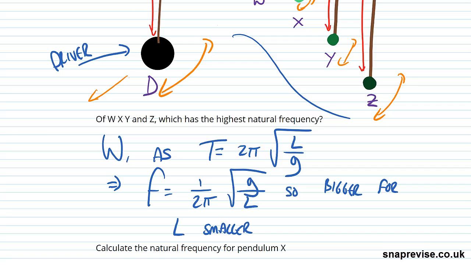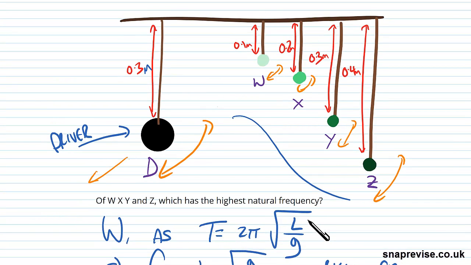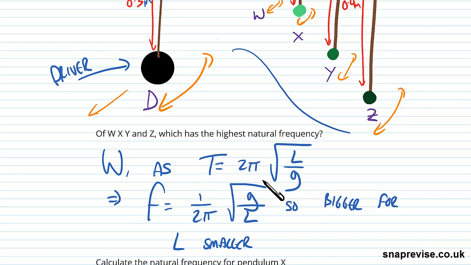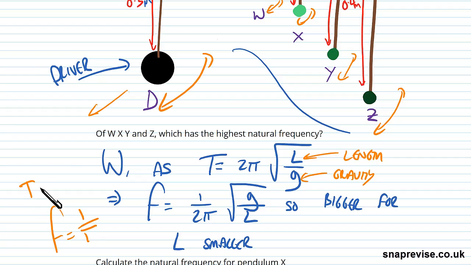And the answer is it's W. W has the shortest length of the pendulum, remember? And remember that the period T was 2 pi the square root of L over g, where L is the length of the pendulum, and g is just gravity. And so f is 1 over T. Remember that? The frequency is always 1 over your period, and your period is always 1 over your frequency. And so the frequency is 1 over 2 pi the square root of g over L.